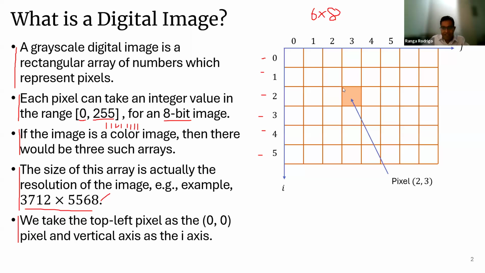So if you take this pixel, we identify that pixel as pixel 2, 3. You can see the first coordinate, the I coordinate, is 2, and the J coordinate is 3. So the first axis is vertically downward and the second axis is horizontally rightward. Please remember that, and that we start counting from 0, 0 from this pixel. I hope that is clear to you.